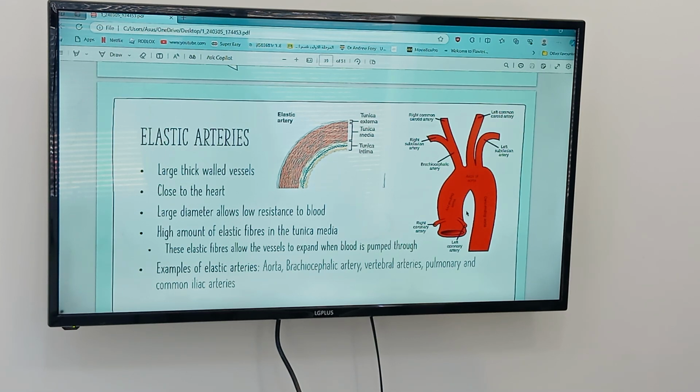Here, look at them. This arch of aorta and these branches go to the left subclavian arteries, left common carotid arteries, and right coronary arteries.